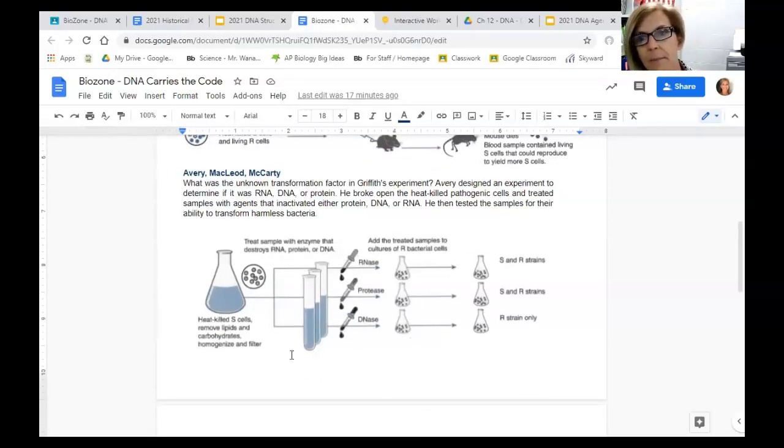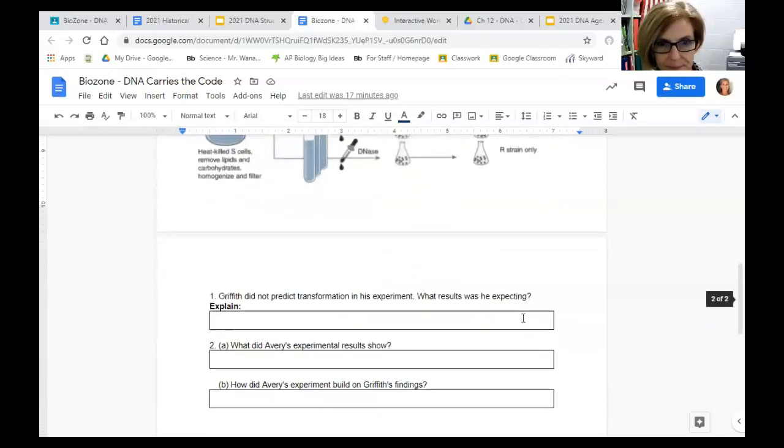Then you had Avery, McLeod, and McCarty trying to figure out what the transforming factor was for Griffith. One by one, they used enzymes that destroyed different components of the bacteria. And they found that when they destroyed the DNA, they did not get transformation.